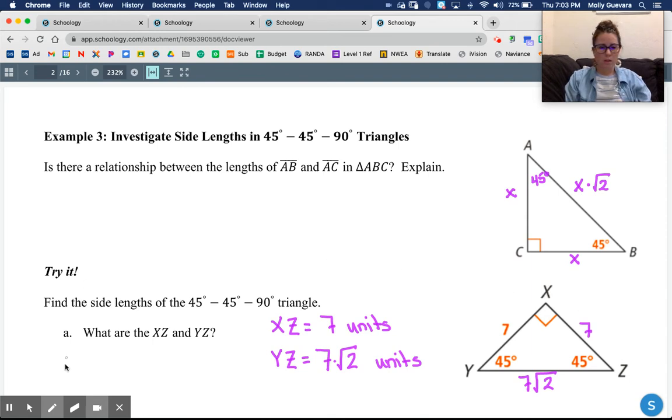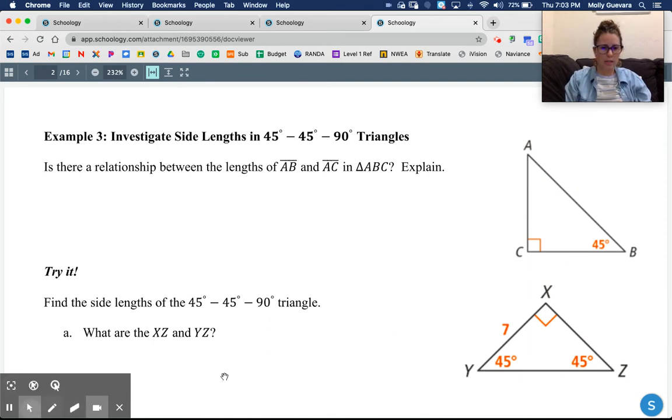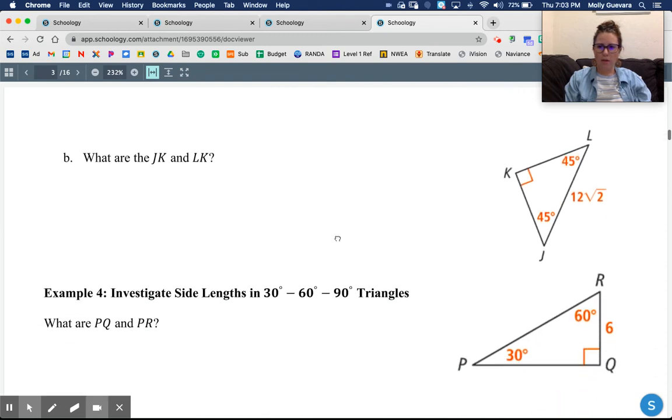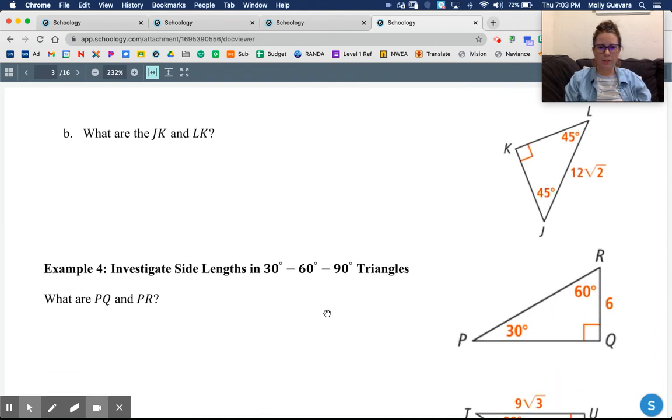Okay. One more for you to try here. I'm going to scroll down. Go ahead and pause the video here and see if you can figure out this one, and then we'll move on to 30, 60, 90 triangles.